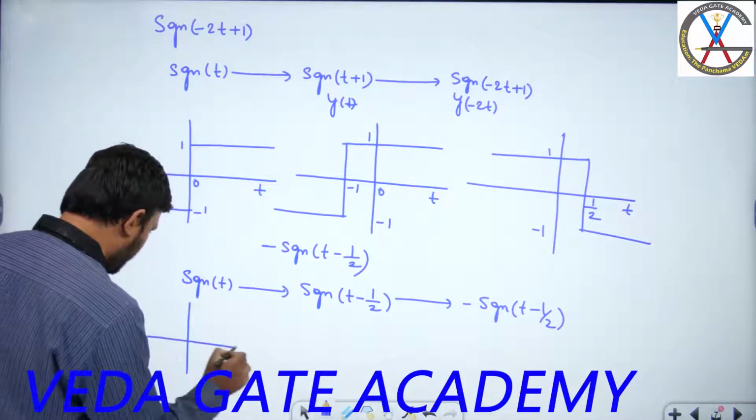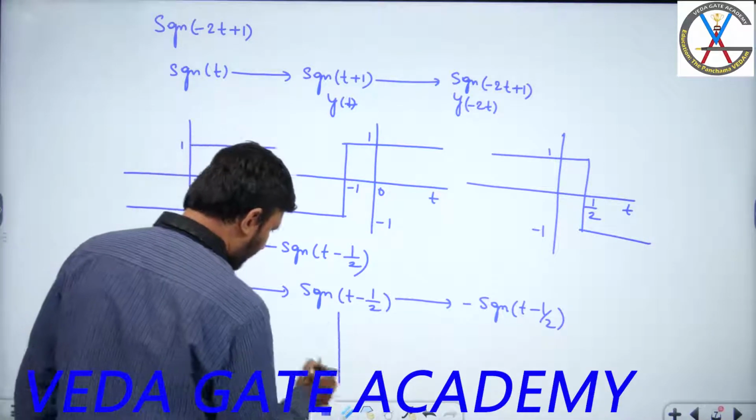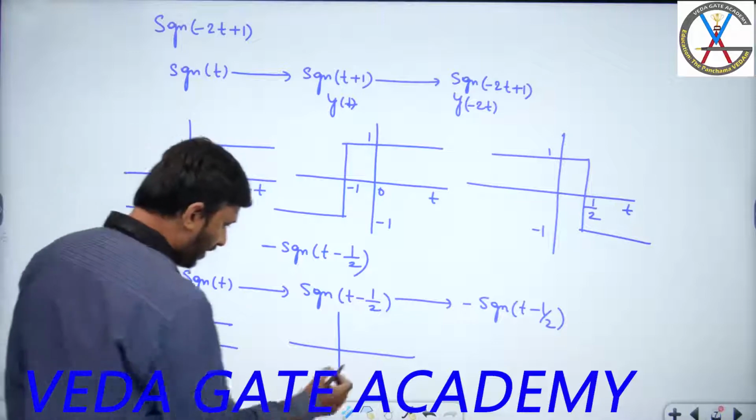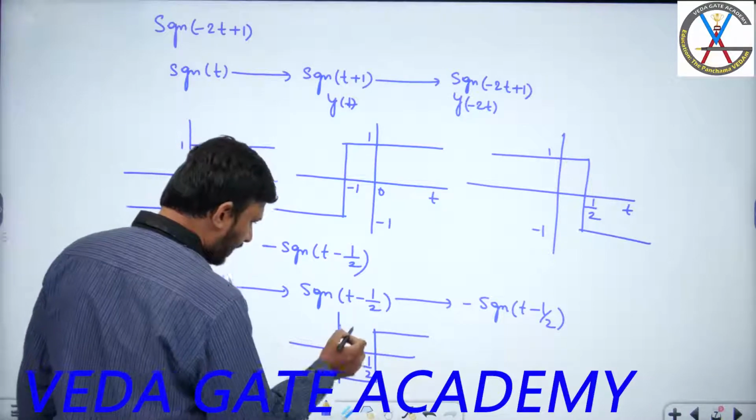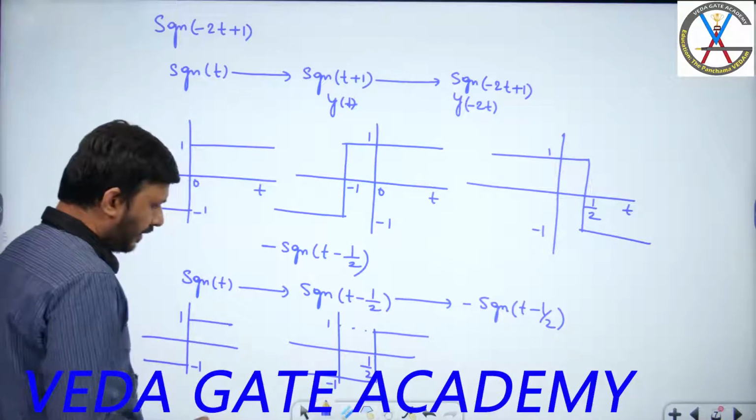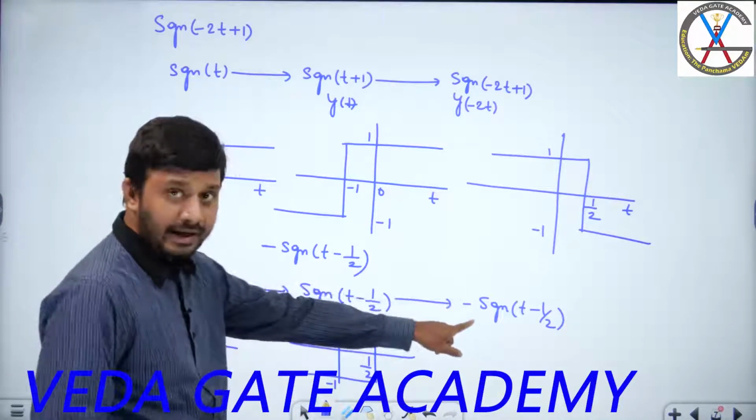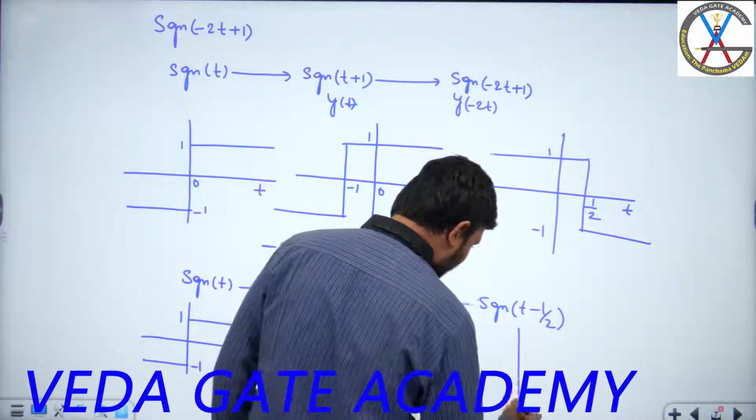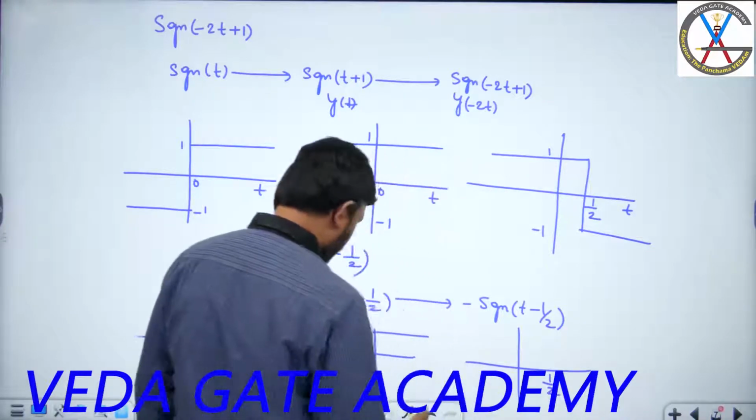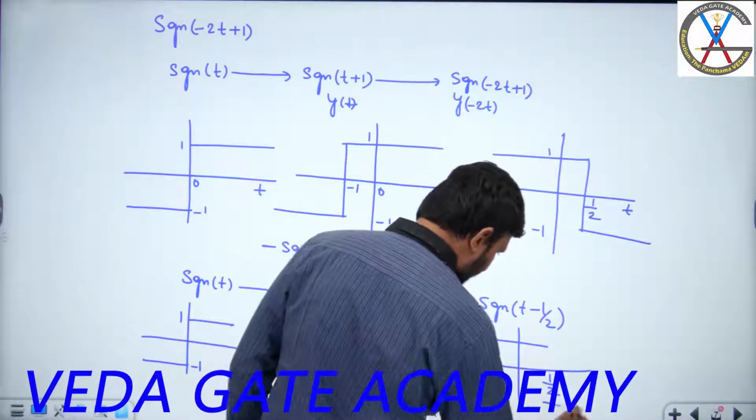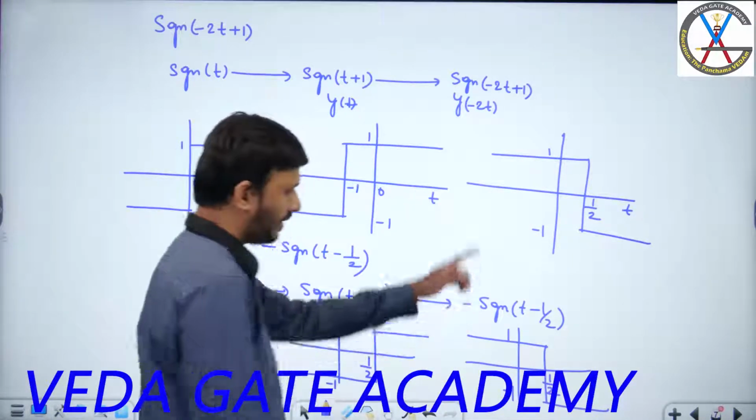Signum t is there with me. Yes, this is my signum t. Now signum of t minus half means a delayed version of signum t by 1/2. Right? This is 1, this is -1, this is signum of t minus 1/2. For this, take amplitude reversal, mirror image along the horizontal axis. What happens if I take the mirror image along the horizontal axis? This will come like this, this will go like this. Observe whether you got the same answer or not. Yes, you will get the same answer.